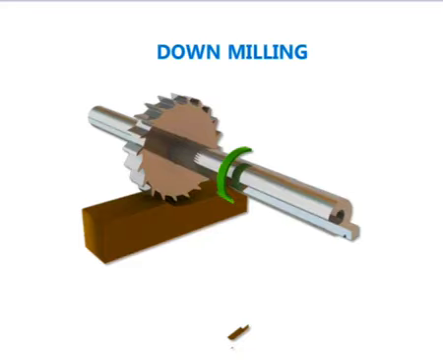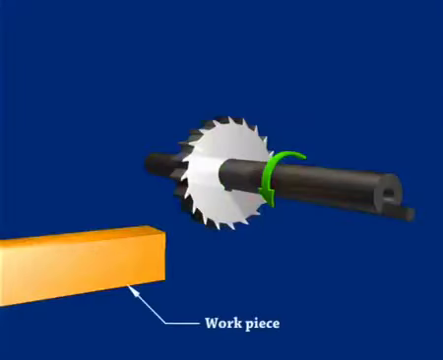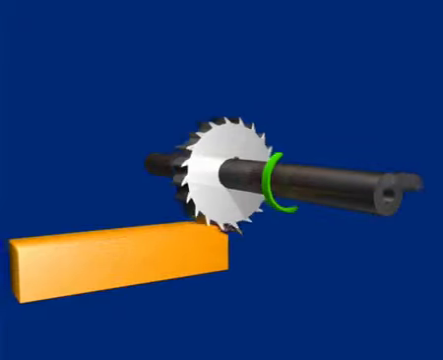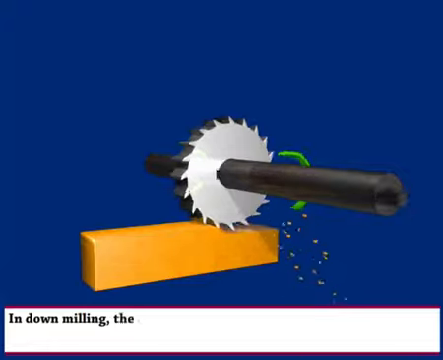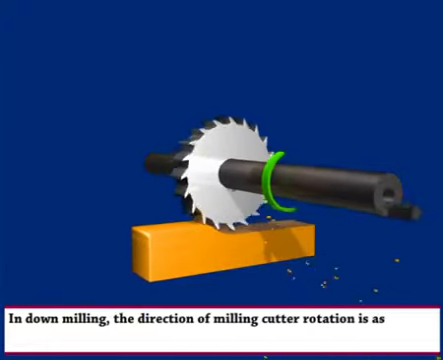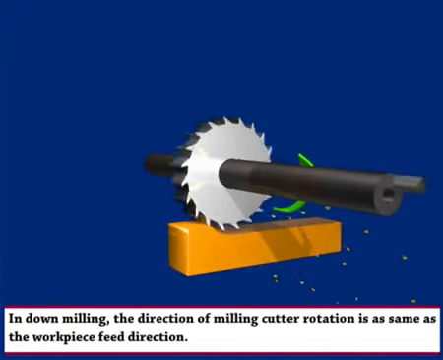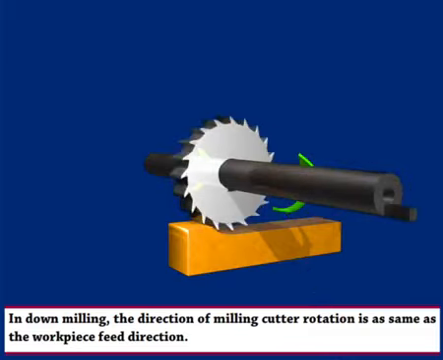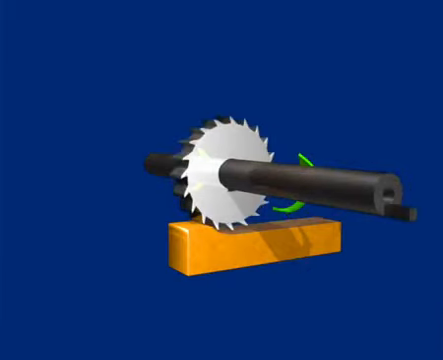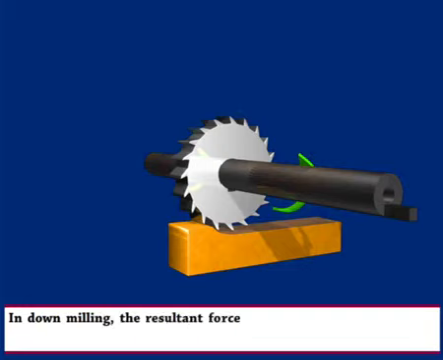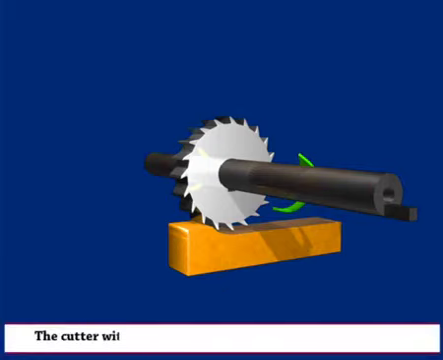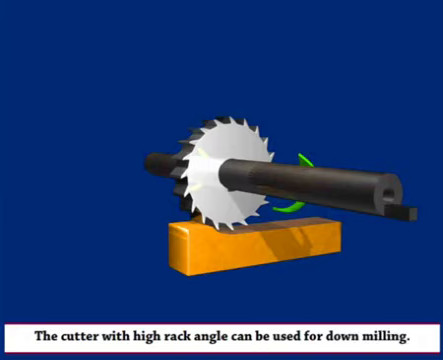Down milling. Workpiece. Plane milling cutter. In down milling, the direction of milling cutter rotation is the same as the workpiece feed direction. In down milling, the resultant force presses the workpiece against the base. The cutter with high rake angle can be used for down milling.